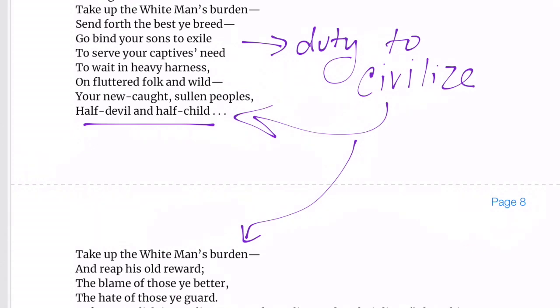So basically he's saying, you know, what you're going to end up reaping or getting is this reward of they're not really going to like you, and they're going to kind of hate you, but you're going to make their lives better. And so even though you're hated, it is your burden to go and civilize. And remember, this one is 1899, and it's by Rudyard Kipling.